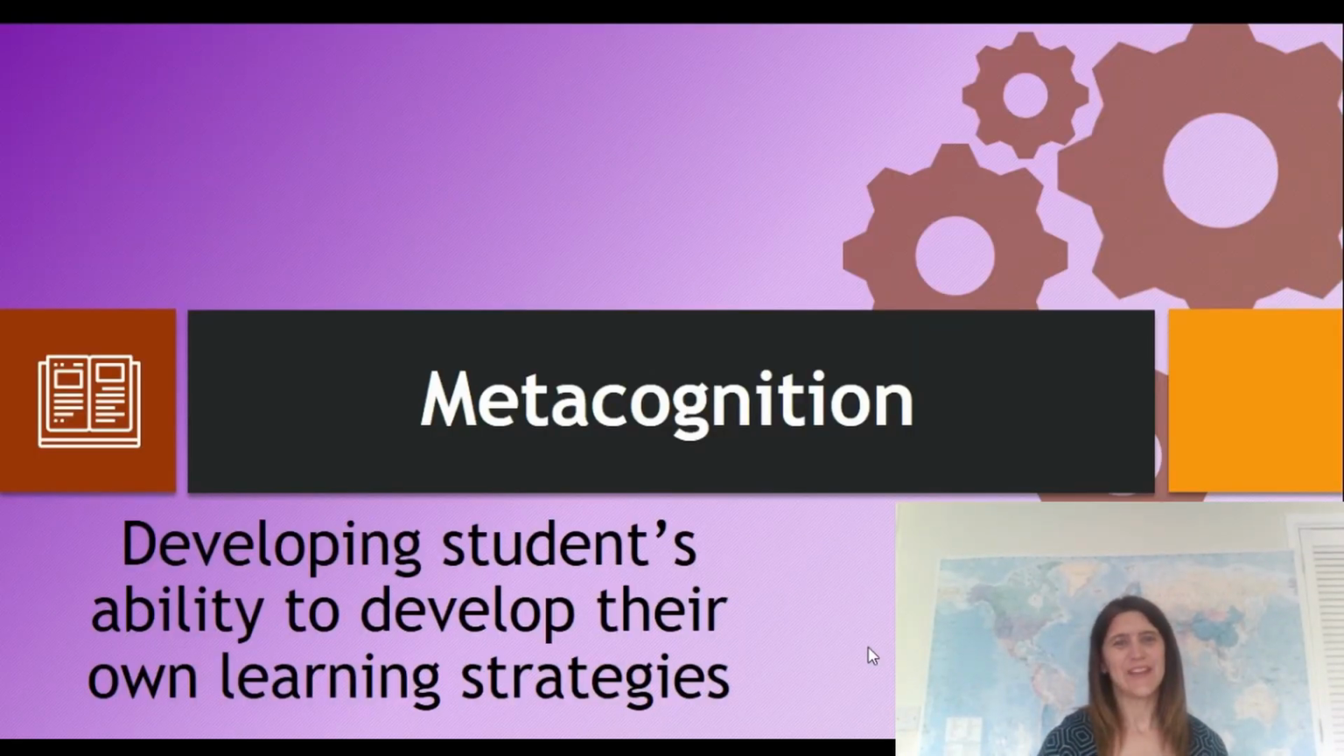Good morning. The professional development group that I have been working with is a group about metacognition. As you can see from this slide, metacognition is developing students' ability to develop their own learning strategies. Through our talks in our groups, through the research that we have been doing as a group, 2 things really struck me about my focus for what I wanted to achieve.